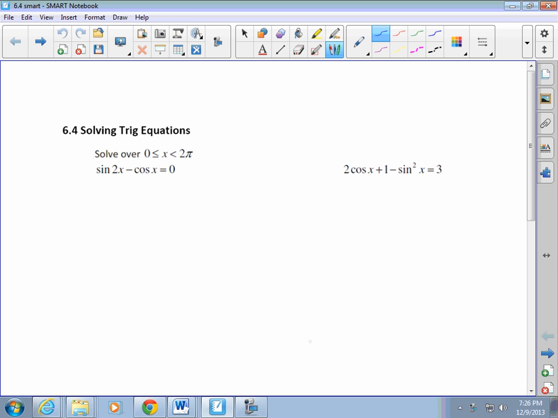And most of the time when we do this, you're going to be using one of the special triangles or the unit circle to find your answer, because most of the time these are going to be asked for you to find in exact value.